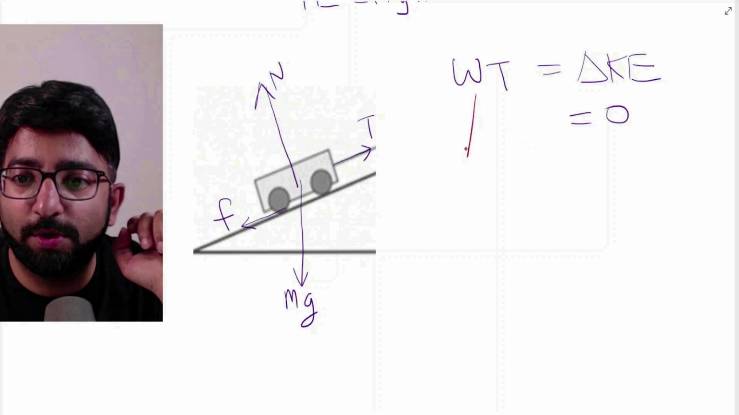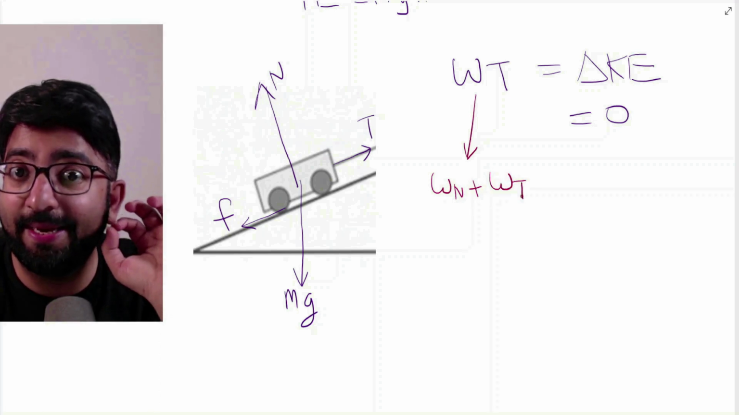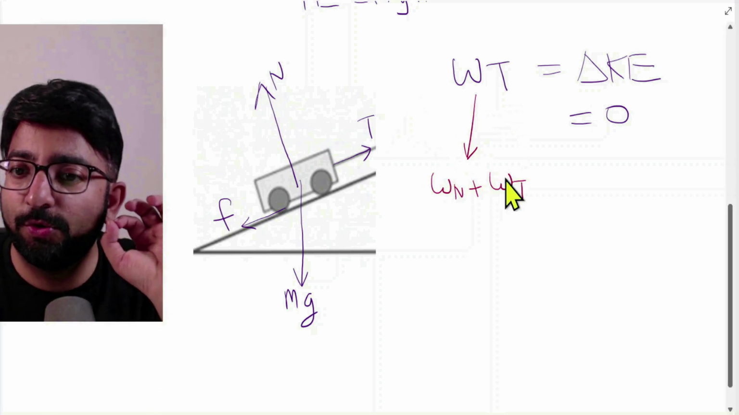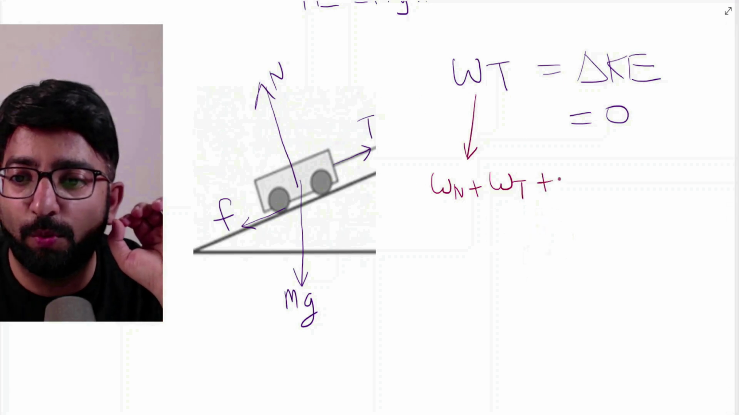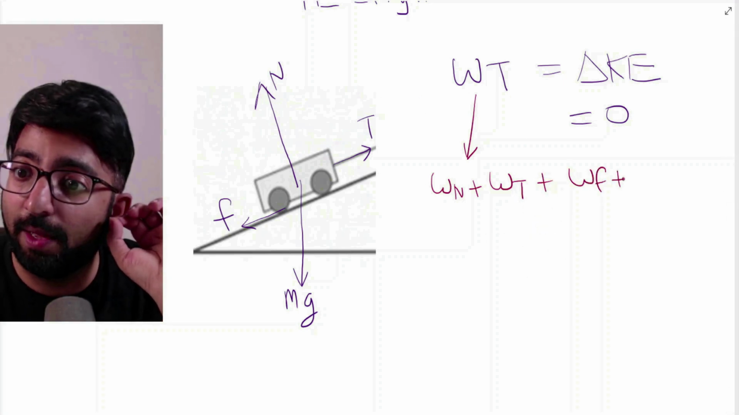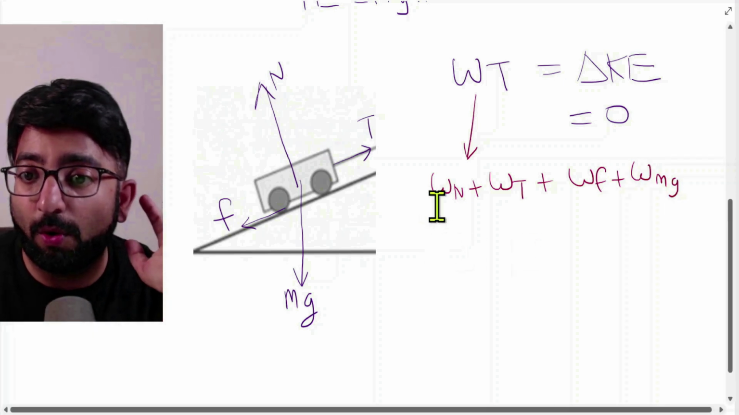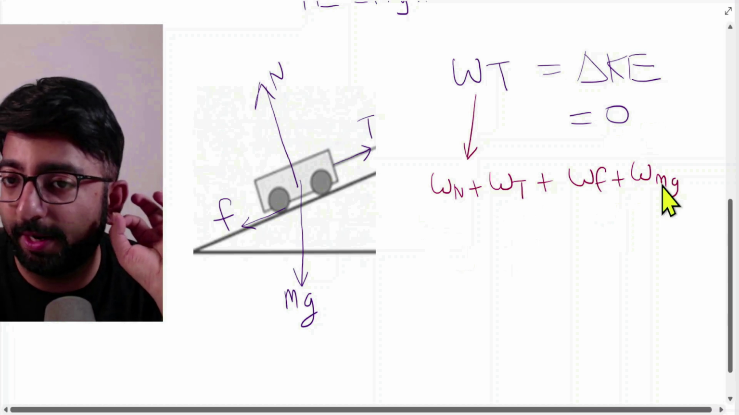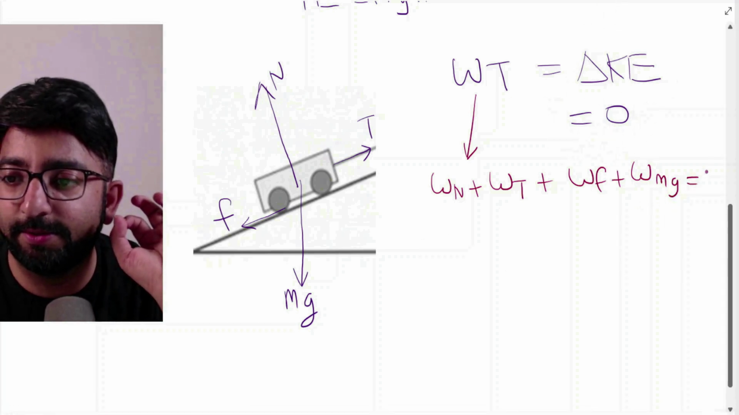So let us write down the total work done: work done by the normal reaction plus work done by T, tension, which is the engine power. So WT stands for the work done by the engine. This plus work done by the friction plus work done by the gravitational force. Now we have incorporated all the four forces acting on the object, and the sum result will be equal to 0. So let's write this is 0.